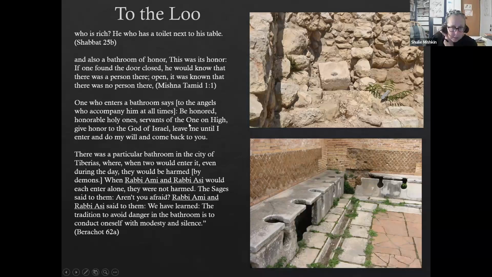So we have this Gemara here. Oh, I'm sorry, I didn't bring the source. I think it's also from Brachot. One who enters the bathroom says to the angels who accompany him at all times, be honored, honorable, holy ones, servants of the one on high, give honor to the God of Israel. Leave me till I enter and do my will and come back to you, right? Angels don't need the bathroom. People do. You guys stay outside.